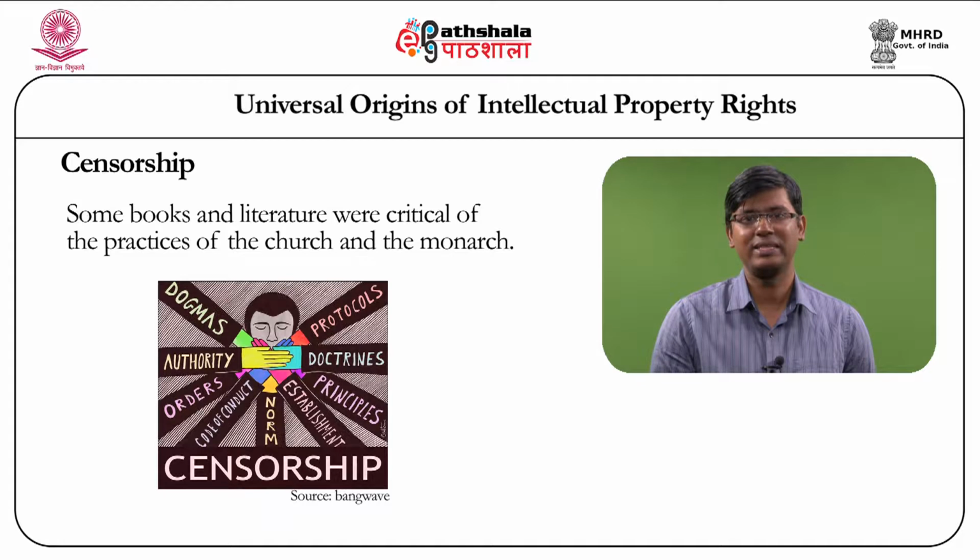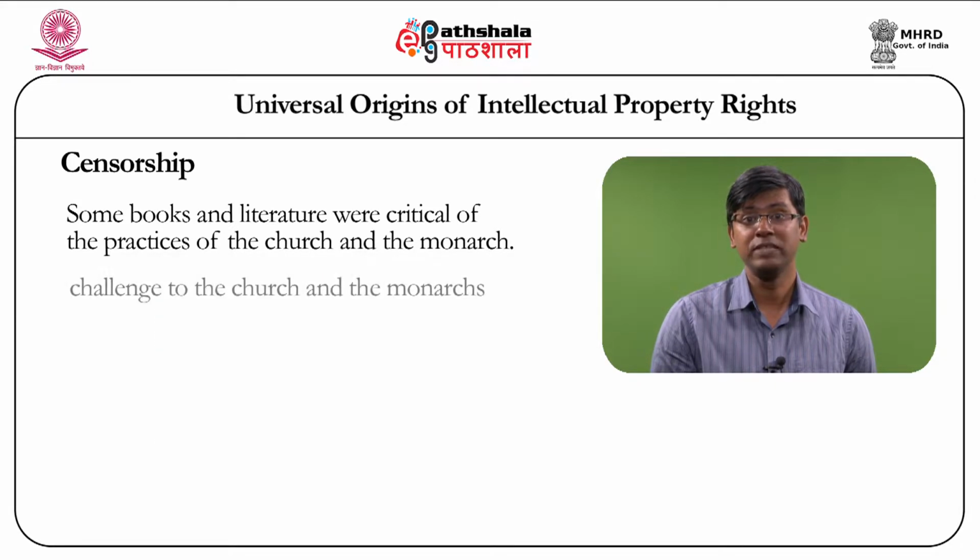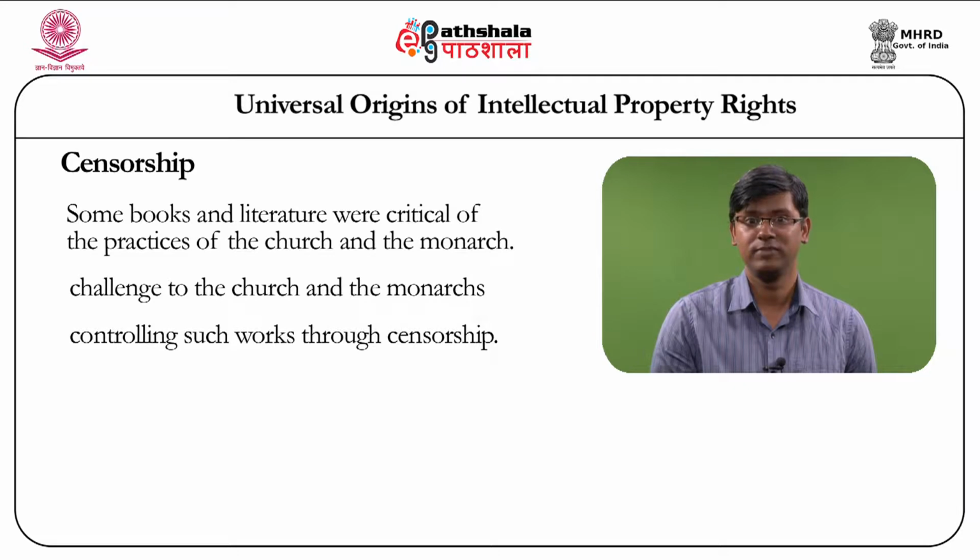Subsequently, it basically meant that there was a lot of flow of information, and it was at times difficult for the royalty to control what is being printed. Even the church was concerned about what is actually being published. As a result of the spurt in the growth of publishing, you had the censorship regime coming into play. With the advent of the printing press, there was a challenge to the church and the monarch, as there were many books and literature that were critical to the practices of the church and the monarch. One way of controlling such works was largely censorship.